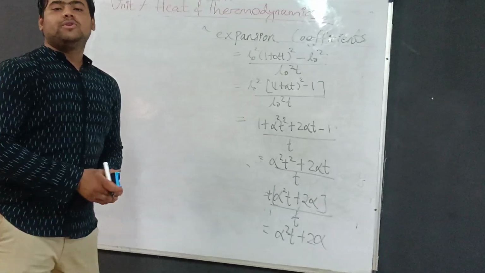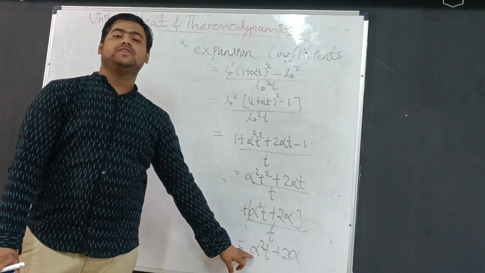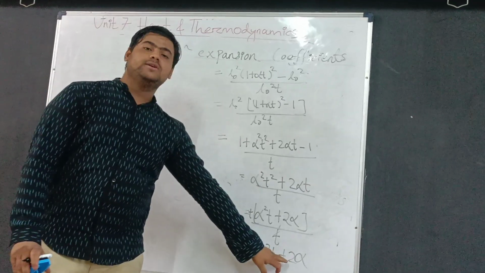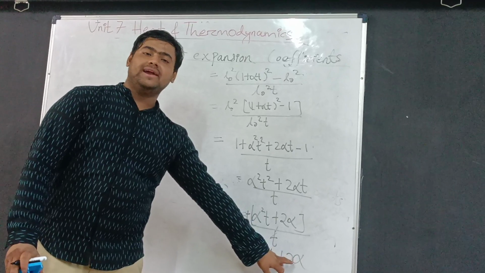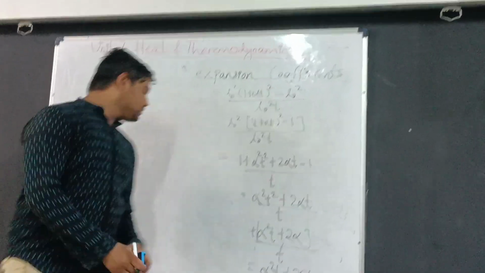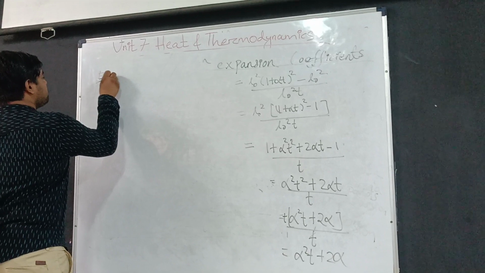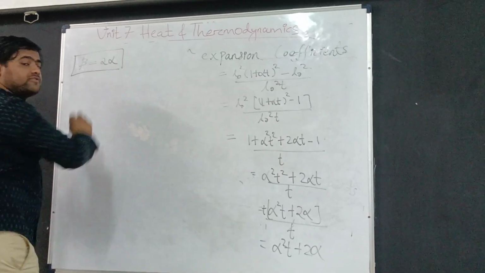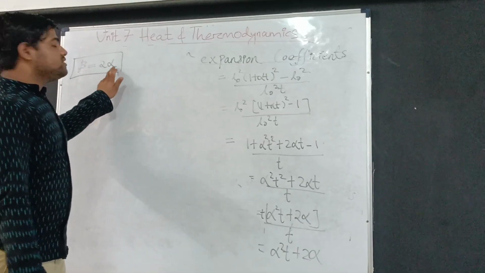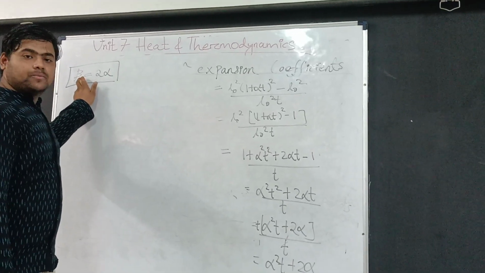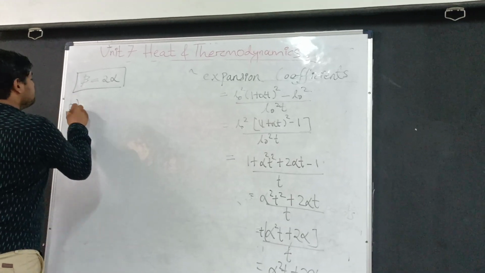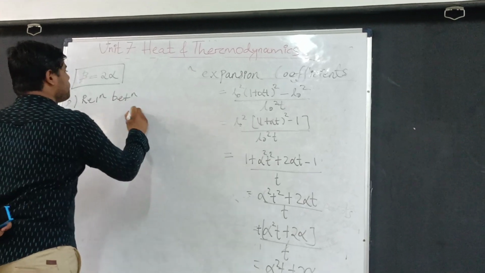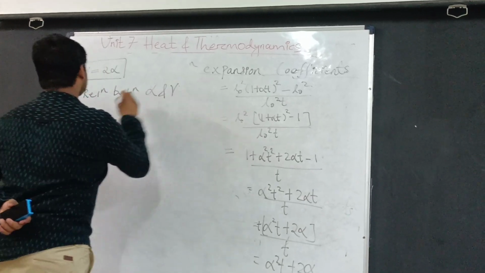We take the assumption that if the value of alpha is very small, we can neglect higher order terms of alpha. That means we will only consider the power 1 of alpha. We neglect the powers beyond 1. So the equation will reduce to beta is equal to 2 alpha. Thus we have found the relation between the two expansion coefficients alpha and beta. Now we will find out the relation between alpha and gamma.